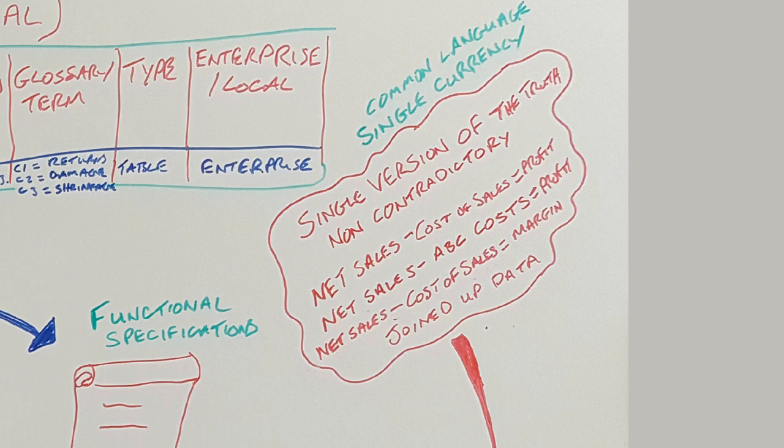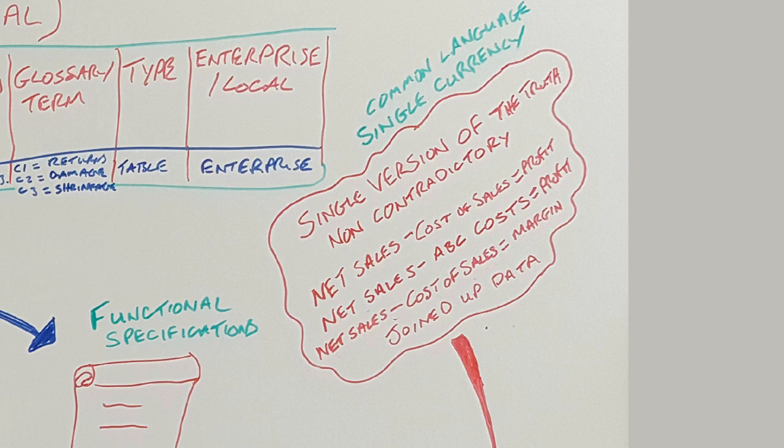It should be non-contradictory. The single version of the truth is frequently bandied around in business intelligence and data warehousing projects, but it's actually the Holy Grail, and it's very easy for the single version of the truth to become corrupt. So what do we mean by the single version of the truth?